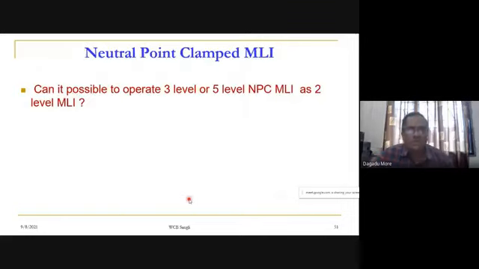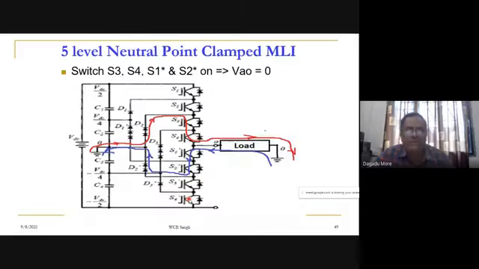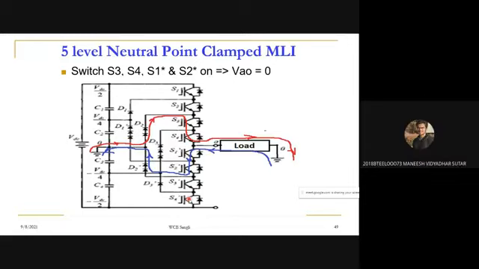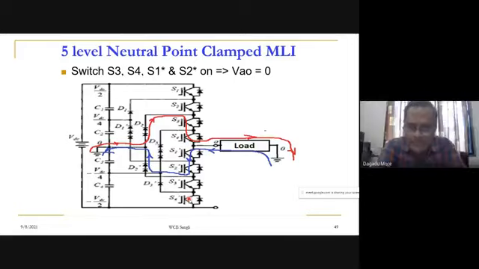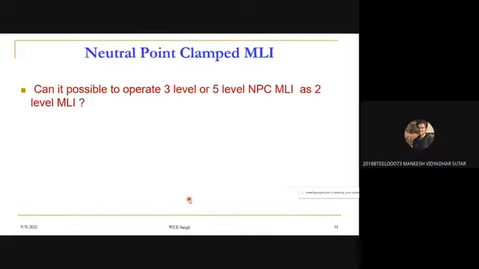So this was the question. Okay, is it clear? Now any doubts regarding the operation of this 3-level and 5-level diode clamped multi-level inverter? Any doubt, any question? No, sir. Is there any doubt? Okay. No, sir.